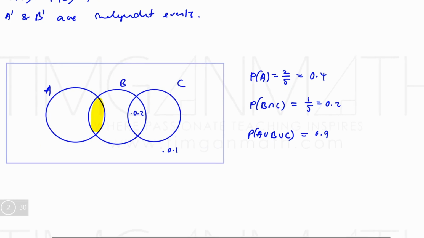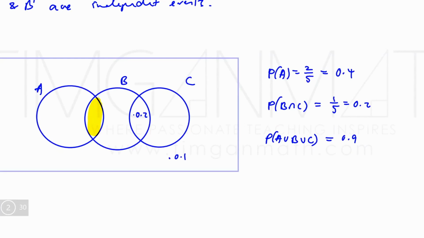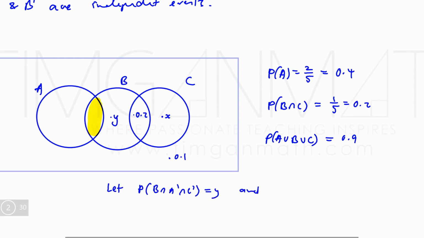So what we need now is finding, because A and B are independent events, technically there are many ways to label it, but I think the easiest way to label is put this as X and put this as Y. Okay, basically let P B intersect A prime intersect C prime be Y, and P B prime intersect C be X. Okay, so that's one.